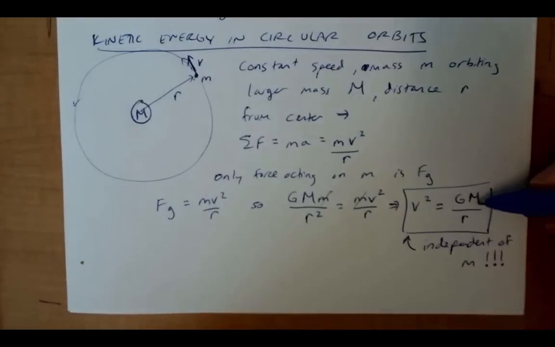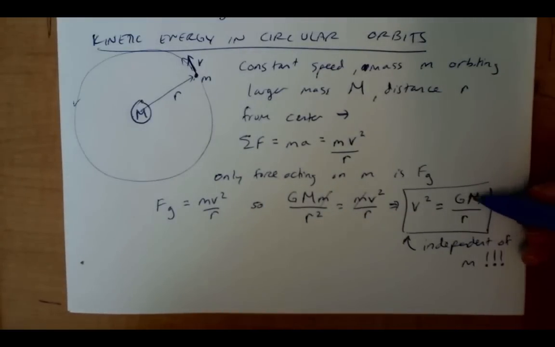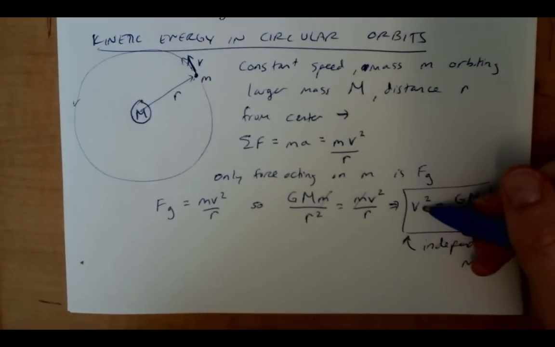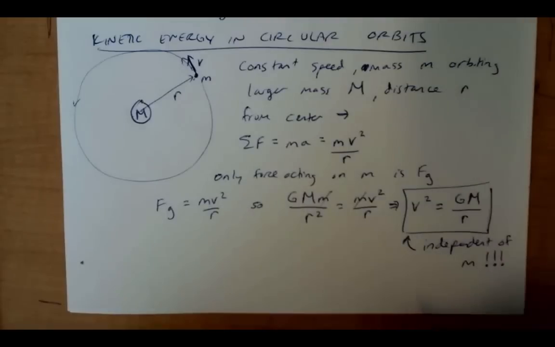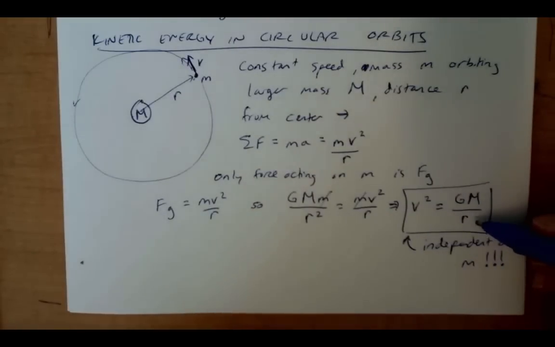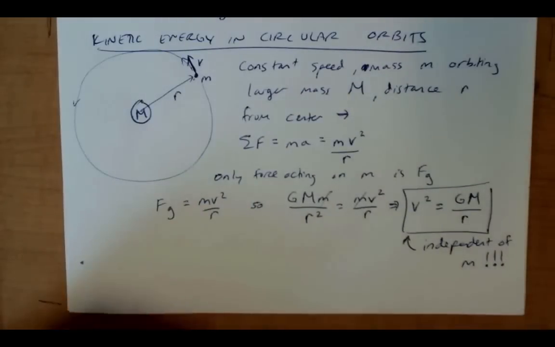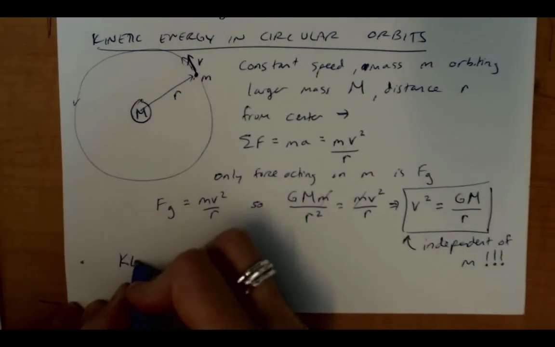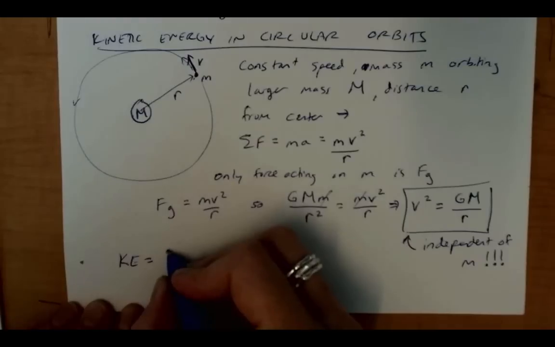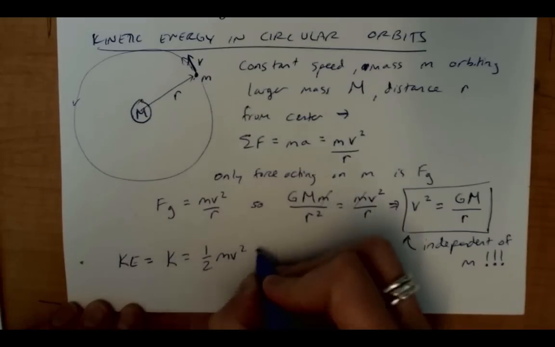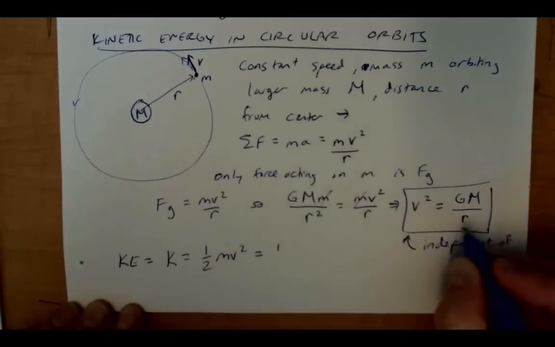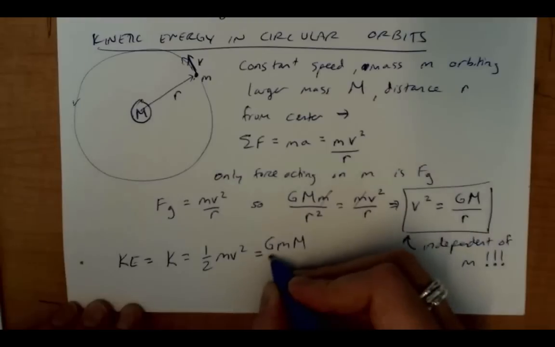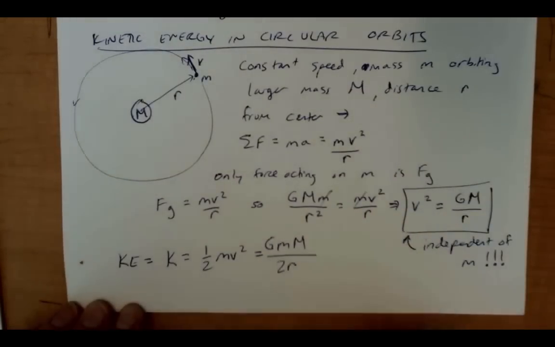So anything that is orbiting the Earth, say satellites, the Earth has a fixed mass, capital M, so the speed that they have for a circular orbit is entirely determined by the radius. Regardless of a light object or a heavy object, satellites orbiting at some given radius will all have the same speed. Using this expression, we can write an equation for the kinetic energy, which is equal to 1/2 mv squared. So I'm going to write G times little m times big M over 2r.